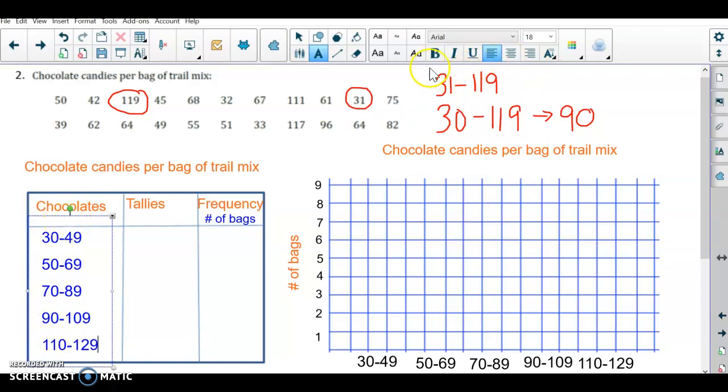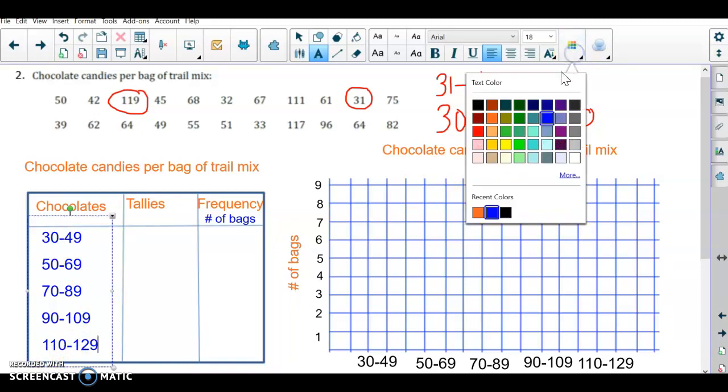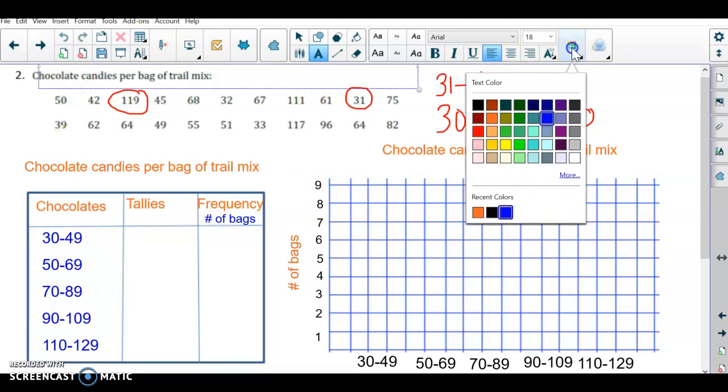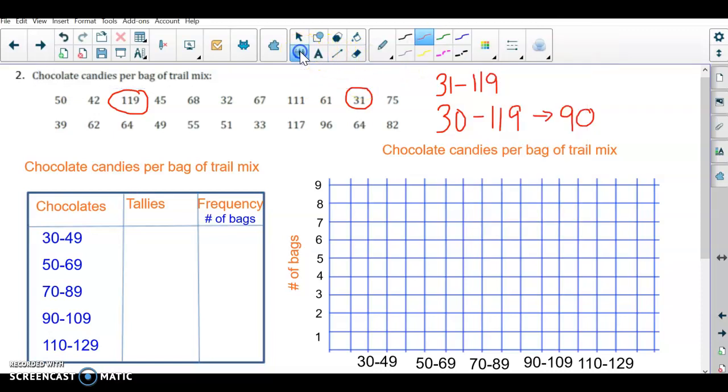So do I include all the data? 31 to 119, 31 will fall here, 119 will fall here, fantastic. So now let's do our tallies. Okay, so I've got a 50, oops, I thought I did this. Oh, no. I gotta go back to the pen. Sorry about that. So I've got a 50 and a 39. So I'm gonna put a tally there and a tally there.